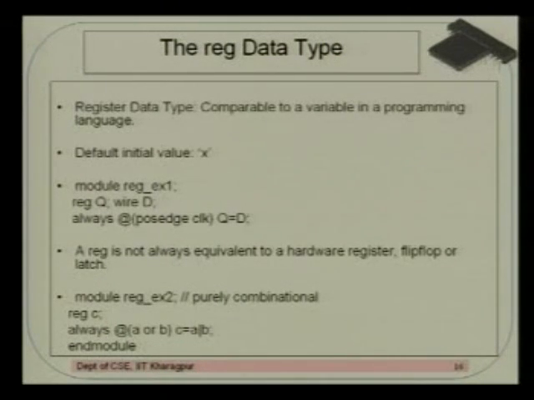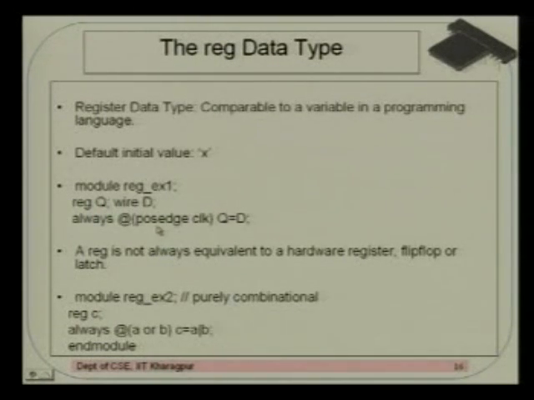And this is the description of the reg data type. Note that the register data type is comparable to a normal variable in a programming language, in that it holds a previous assignment. The default initial value is X. If you observe here, there are two codes written out: reg example 1 and reg example 2.